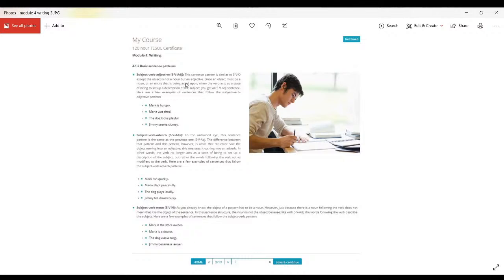We all know what an adjective is. It describes the noun, as we can see in these examples here. Next one: subject, verb, adverb.